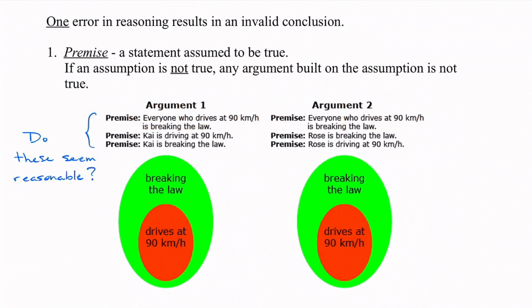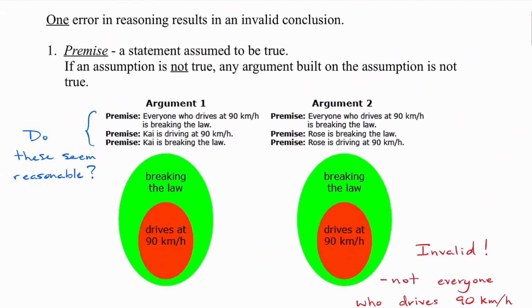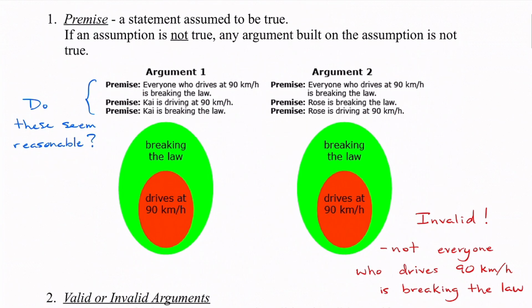Reading through these, I would say this first one, everyone who drives 90 kilometers an hour is breaking the law, isn't always true. You could be on the number 1 highway where you have a speed limit of 110 kilometers an hour. If you're going 90, you're definitely not breaking the law. So I'm going to say that this is invalid. Our reasoning is that not everyone who drives 90 kilometers an hour is breaking the law.